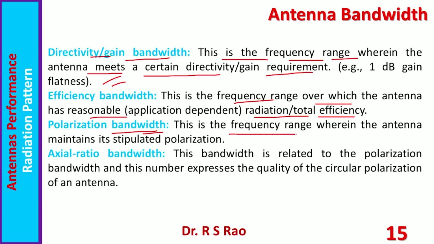Polarization bandwidth is the frequency range wherein the antenna maintains its stipulated polarization. Axial ratio bandwidth is related to polarization bandwidth, and this number expresses the quality of the circular polarization of an antenna. Axial ratio is 1 for circular polarization. Deviation of the axial ratio value from 1 gives an indication of the deviation of the polarization of the antenna from true or perfect circular polarization.